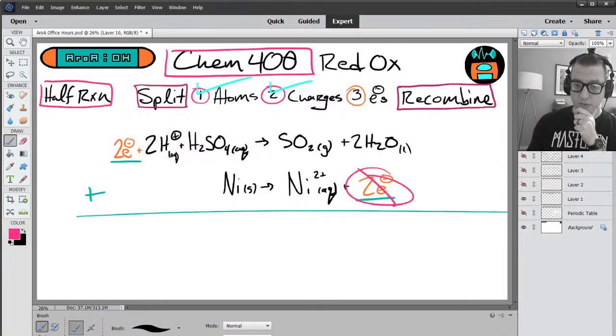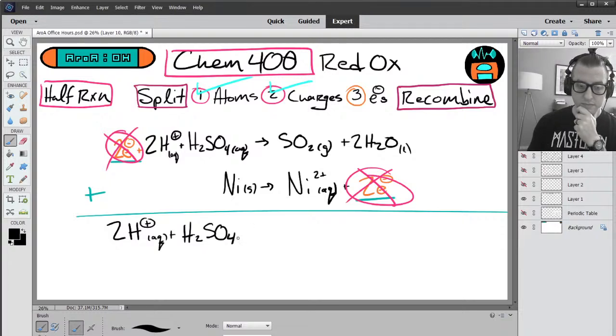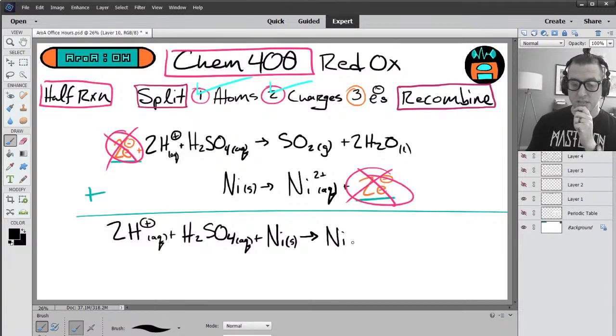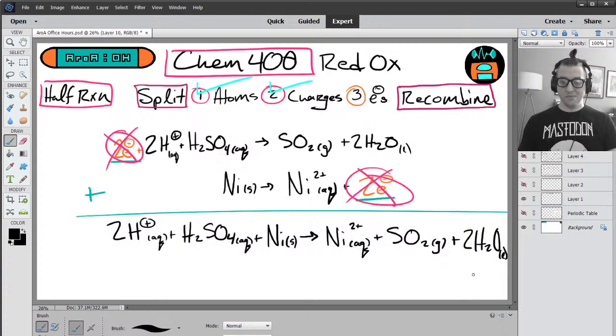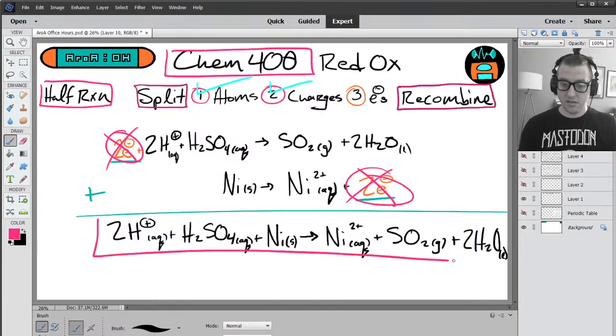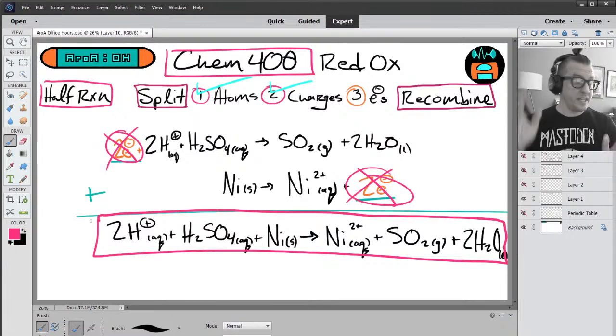So our 2 electrons on the product side of one half reaction cancel the 2 electrons on the reactant side of the other half reaction. So this ends up being 2H+, so 2 hydronium ions, plus sulfuric acid, plus solid nickel produces aqueous nickel plus sulfur dioxide gas plus liquid water. So this is actually the balanced redox reaction. And again, I made this one up off the top of my head.